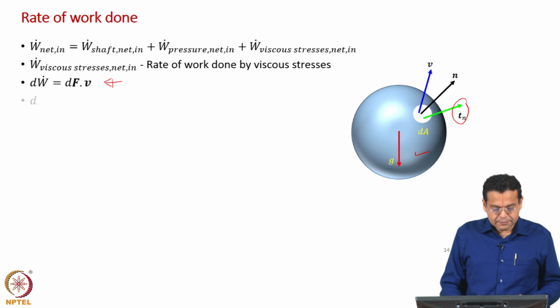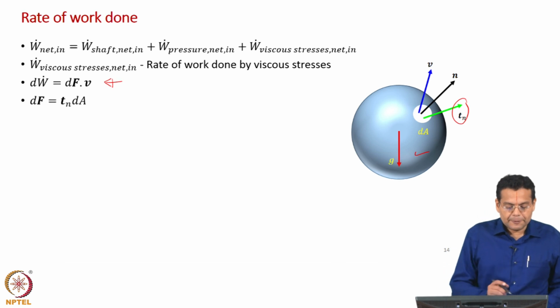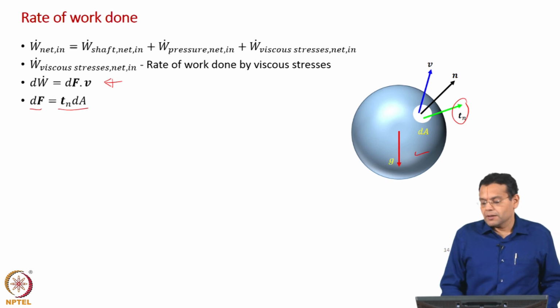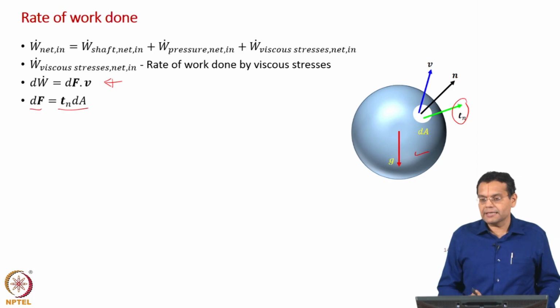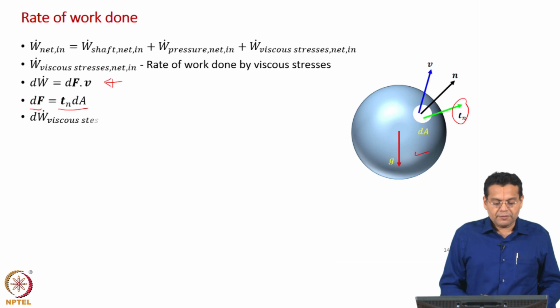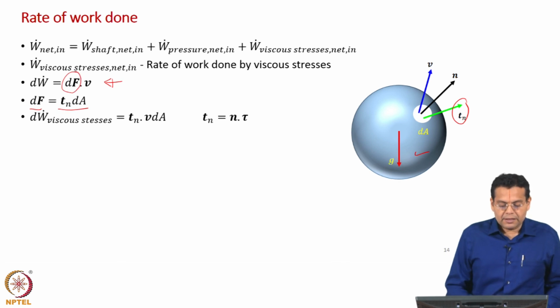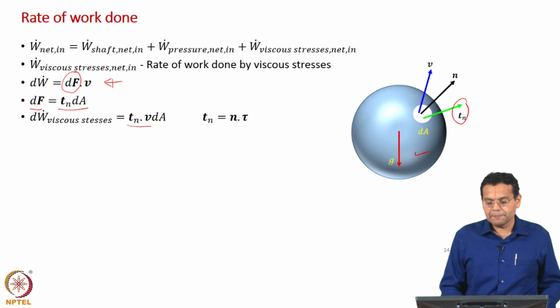What is that? The differential force is nothing but the stress vector multiplied by the area, because we have a small area dA, and on that you have a stress vector acting. So, just multiply the stress vector with the differential area, you will get the differential force. Then just substitute, we can find out what is the differential rate of work done by viscous stresses. This dF has been substituted in terms of T and dA.